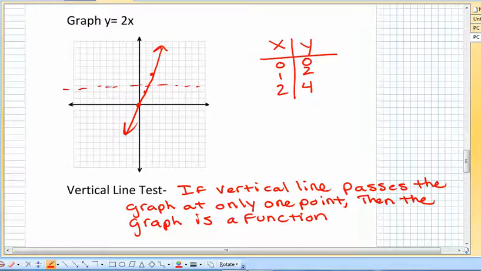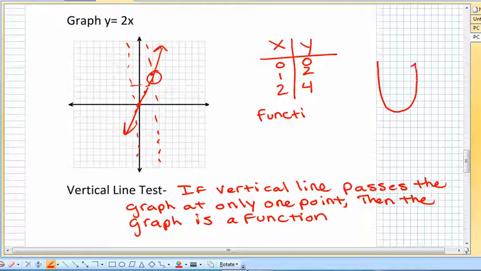So notice here, this would be a function. Sorry, vertical line test, not horizontal, vertical. Horizontal line, something different. So vertical line test, notice it only passes through at one point when you draw a vertical line. If I did something like this, it still would pass. Notice that would be a function. But if I drew something like this, notice that goes through twice. That's not a function.